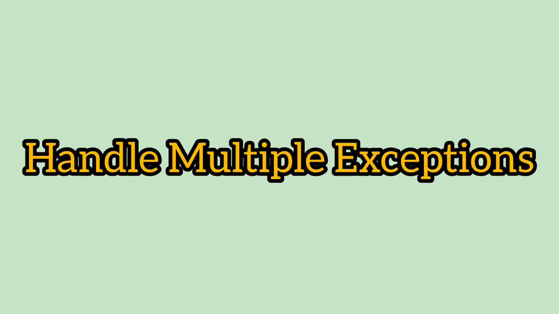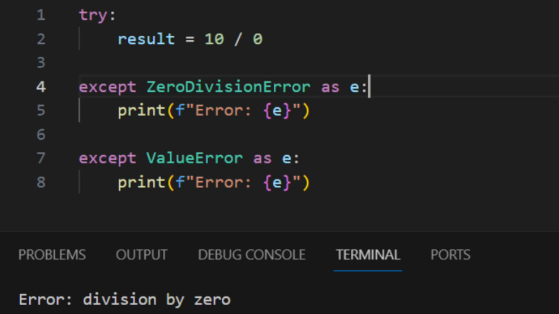Now we will see how to handle multiple exceptions. To handle multiple exceptions, we have to write multiple except blocks. Here in this example, we have written multiple except blocks to handle multiple exceptions. Whichever except block is satisfied, it will print the exception for that except block.